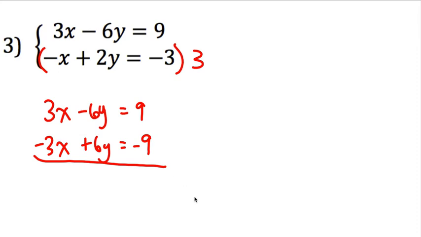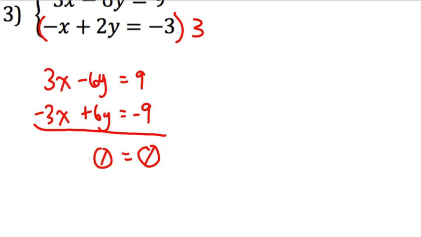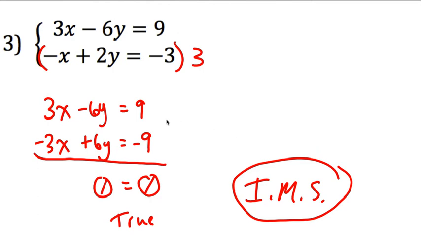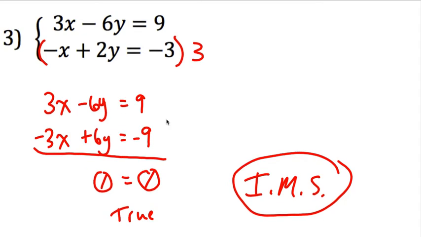What happens when I add my columns? 3 minus 3 is 0. Negative 6 plus 6 is 0, so my whole left-hand side is 0. And so I know it's either IMS or no solution, and that all depends on the right-hand side. 9 minus 9 is 0. So since this is a true statement, that means my final answer is IMS, infinitely many solutions, which basically just means that if we were to graph these, you would see that they are the exact same line and they overlap each other, so you really wouldn't even see 2 lines, you would only see 1 line.